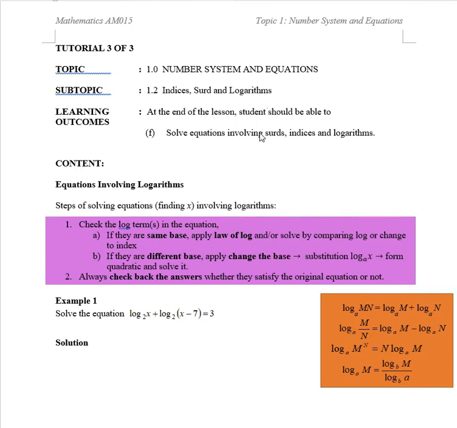In this video, we are going to discuss tutorial 3 of 3. This is about solving equations involving logarithms. Let us look at example 1. Solve the equation log x base 2 plus log x minus 7 base 2 equal to 3.